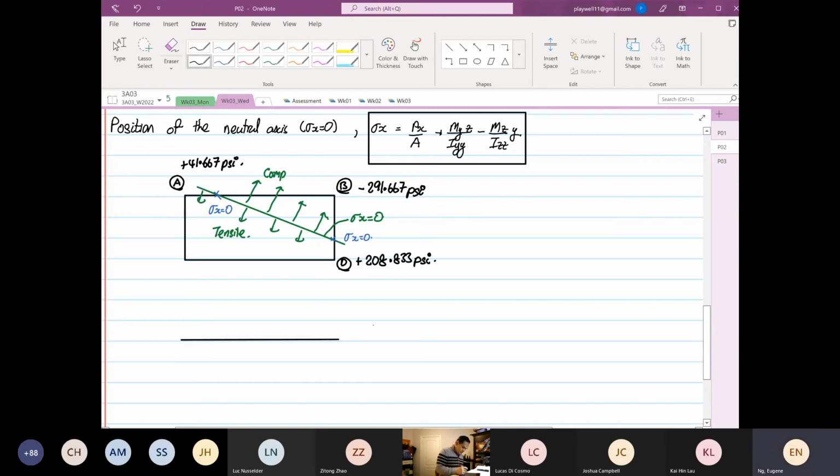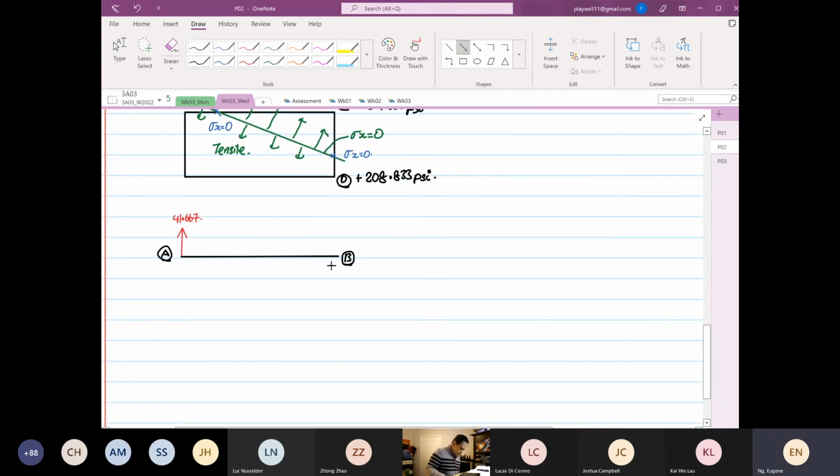Okay, so this line represents point A. Over here represents point B. And at point A, you know that our stresses are in tensile. So this is 41.667. And then at the other end is dealing with 291.667.